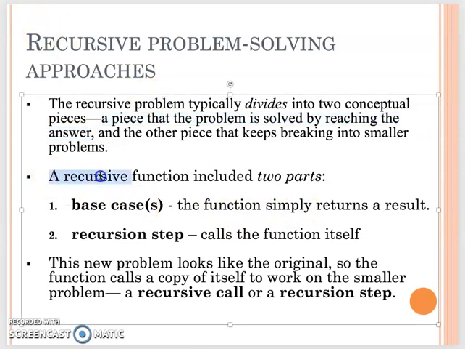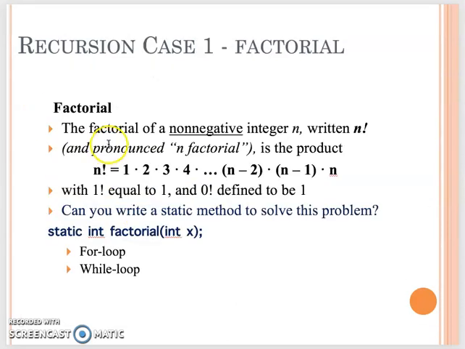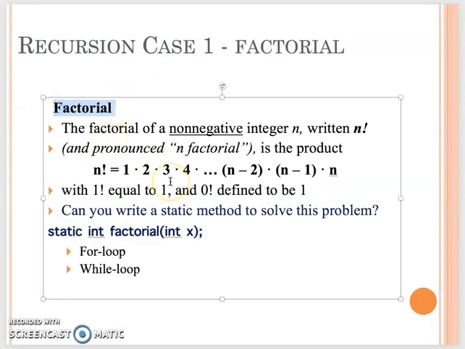So whenever we ask you to implement a recursive function, you can check whether you have these two steps. The first example is the factorial example. Factorial in math: if you have a non-negative integer n, we can write an exclamation mark, and that's n factorial. The definition is: start from 1, multiply 2, 3, 4, until n. Those product together is n factorial.